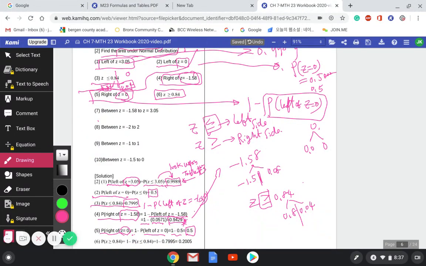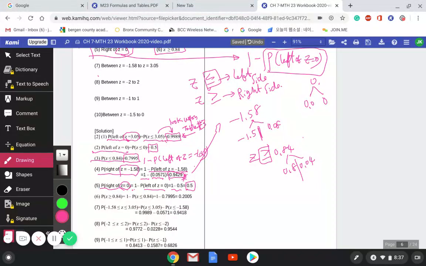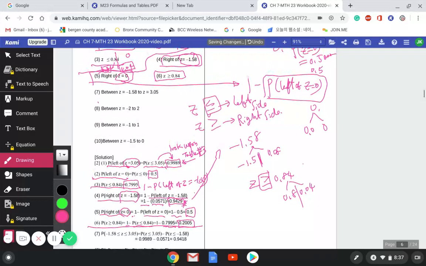So you do 1 minus the probability of z less than or equal to 0.84, which is 0.7995. So the probability of the right side would be 1 minus the left side, which ends up with 0.2005. Okay, so that's how you find the right side. The first 3 questions are for the left side, and the second 3 questions are for the right side.